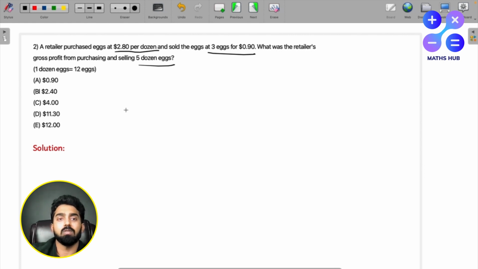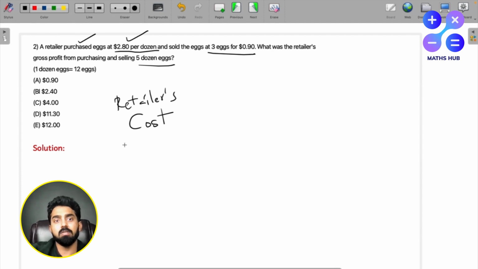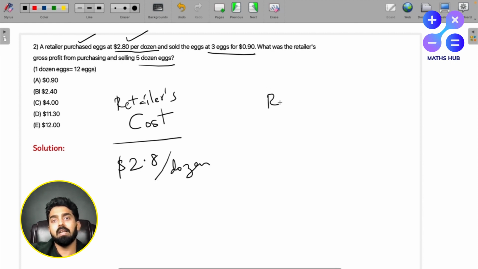dozen eggs, right? So basically here we have the cost price. So what is the cost? He purchased eggs at this much price. So cost for the retailer, retailer's cost is $2.8 per dozen, right? Now retailer's sale is how much? Retailer's sale was 3x for $0.9. So that is $0.9 for 3 eggs.